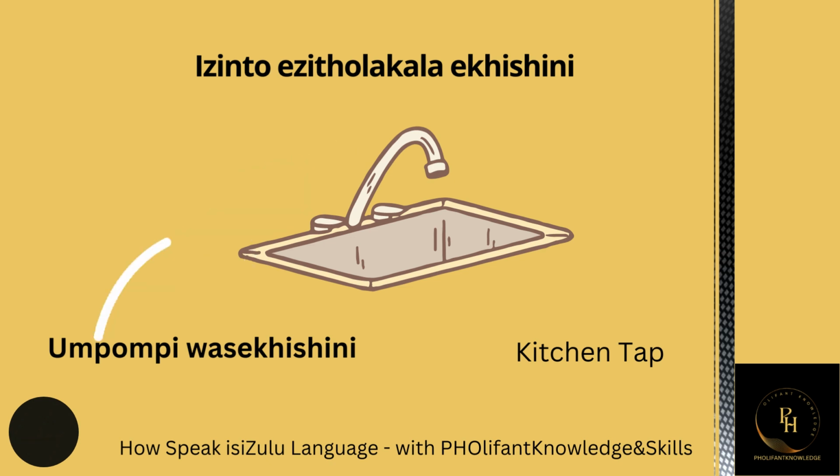This is a tap. A tap is called umpompi wasekishini, because it is inside the kitchen. Umpompi wasekishini. As you see, the arrow is pointing to an umpompi wasekishini. That is a kitchen tap.